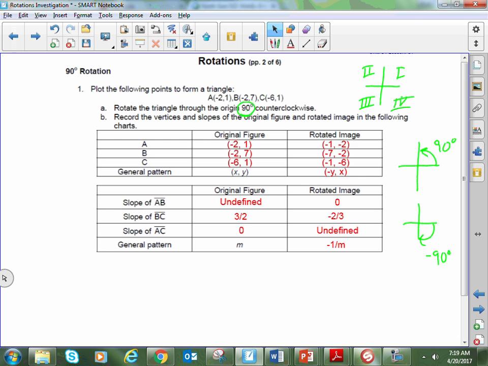So here, when we look at the slopes of the figures, we see that after I do a rotation of 90 degrees, we take the opposite reciprocal of the slopes of the original figure in order to have the slopes of the rotated image.